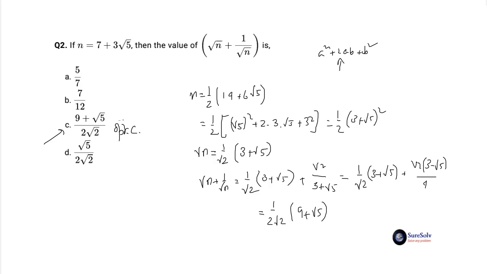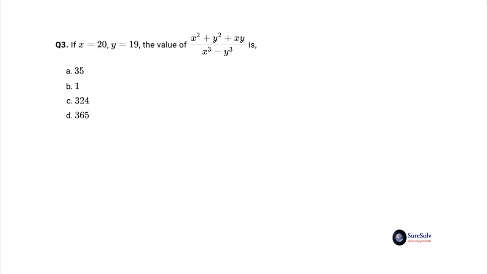Let's solve the next problem. Question 3 is, if x equal to 20 and y equal to 19, the value of x square plus y square plus xy divided by x cube minus y cube is option A 35, option B 1, option C 324 and option D 365.